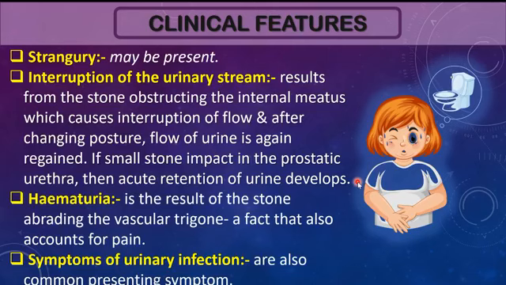Be careful about it. With a big stone or phosphate stone, acute retention of urine never develops. It just interrupts the flow. But a small stone, whenever it enters the urethra, can block the prostatic urethra and there is a chance of developing acute retention of urine. Be careful, this is frequently asked in the exam or in the OSPE. Some students give the wrong answer. In a big calculus, never write acute retention of urine.